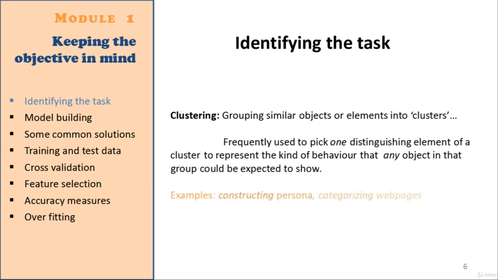Examples include constructing personas for ad targeting or categorizing similar products or web pages. So that was a bird's eye view of the kind of tasks that we need to do in machine learning. In the next module, we'll take a quick trip on how one of these tasks is actually done with a small data set.